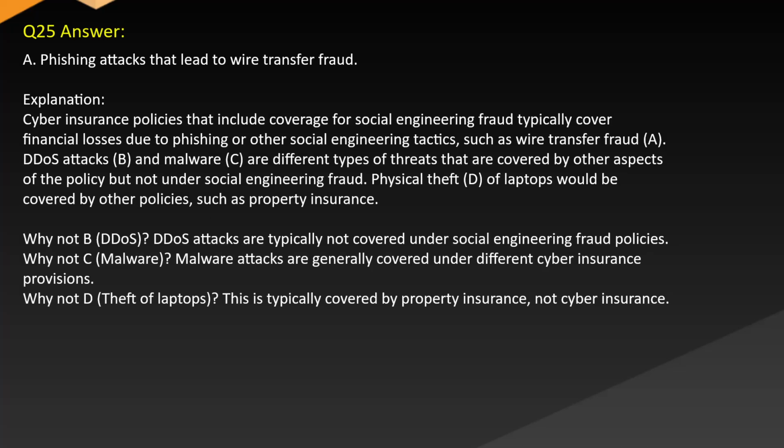Answer A. Phishing attacks that lead to wire transfer fraud. Explanation. Cyber insurance policies that include coverage for social engineering fraud typically cover financial losses due to phishing or other social engineering tactics, such as wire transfer fraud. DDoS attacks (B) and malware (C) are different types of threats that are covered by other aspects of the policy but not under social engineering fraud. Physical theft (D) of laptops would be covered by other policies, such as property insurance.